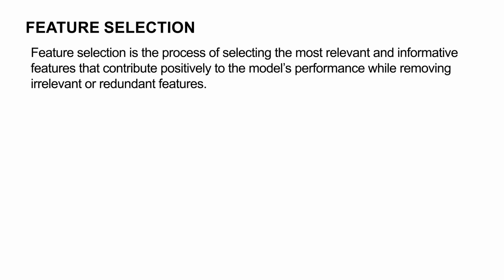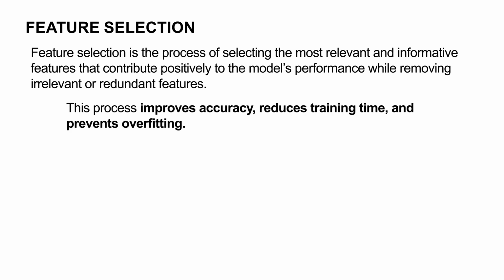Let's start with feature selection. Feature selection is the process of selecting the most relevant and informative features that contribute positively to the model's performance, while removing irrelevant or redundant features. This process improves accuracy, reduces training time, and prevents overfitting.